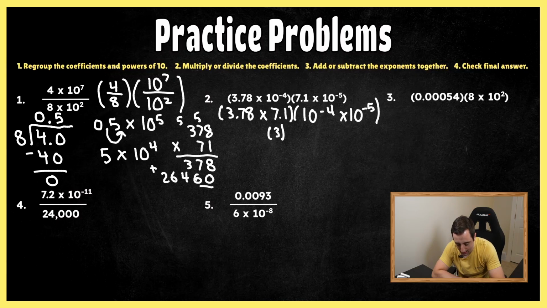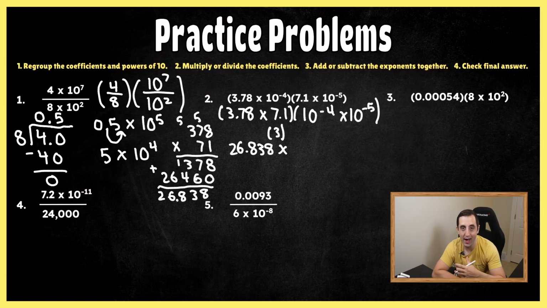Now we can go ahead and add. We get 8, 13. Carry the 1. We get 8, 6, 2. And then we should have 3 numbers behind the decimal point when we add it back in. So we get 26 and 838 thousandths times, and then for our like bases, we simply need to add our powers when we're multiplying. So negative 4 plus negative 5 is going to give us 10 to the negative 9th.